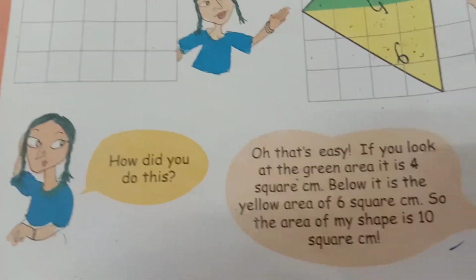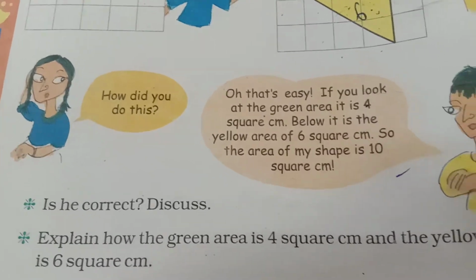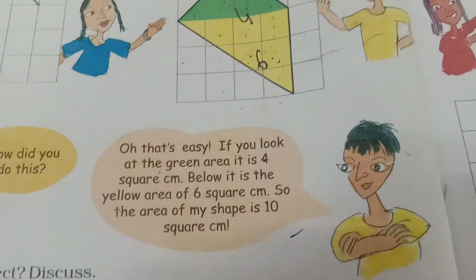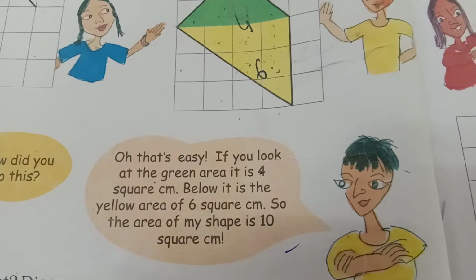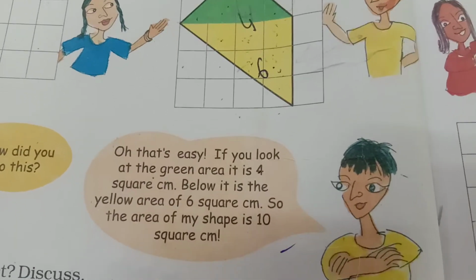Now how did you do this? Suruchi is asking, how did you do this? Oh, that's easy. If you look at the green area, it is 4 square centimeters. Below it is the yellow area of 6 square centimeters.